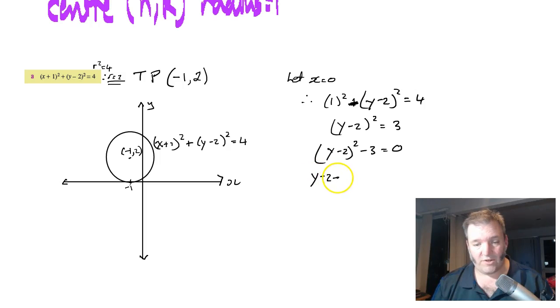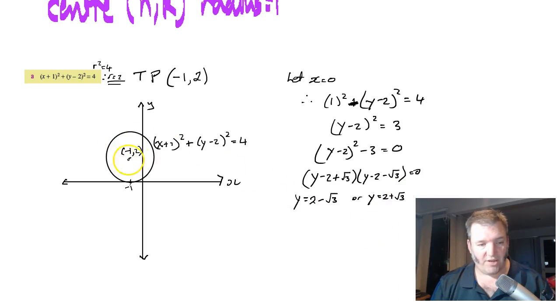Favourite rule in maths, y minus 2 plus the square root of 3, y minus 2 minus the square root of 3 equals 0. And now you see why we don't always ask for them, because it gets a bit complicated. y would equal 2 take root 3 if I let the first bracket equal 0, or if this bracket was to equal 0, y would have to equal 2 plus root 3. Pretty messy, but you could label them in there and you'd have them.